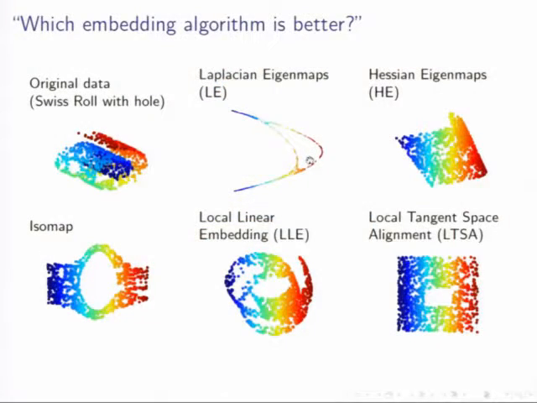So let's look at this very commonly used artificial dataset, which is the Swiss roll. It's a sheet, a rectangular density rolled up, and it has a hole so that the density is not convex. Makes things a little complicated. I embedded it, using software available on the web, by various algorithms, and I get different results.